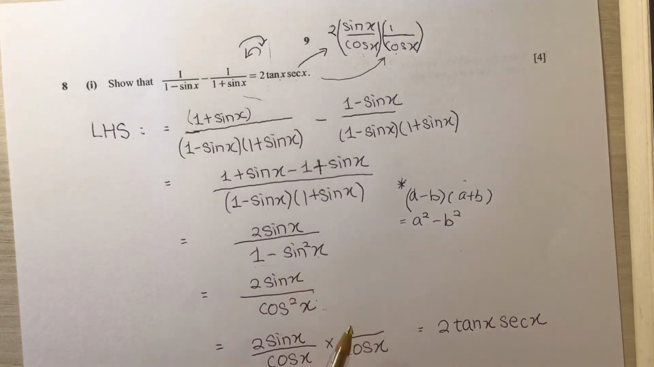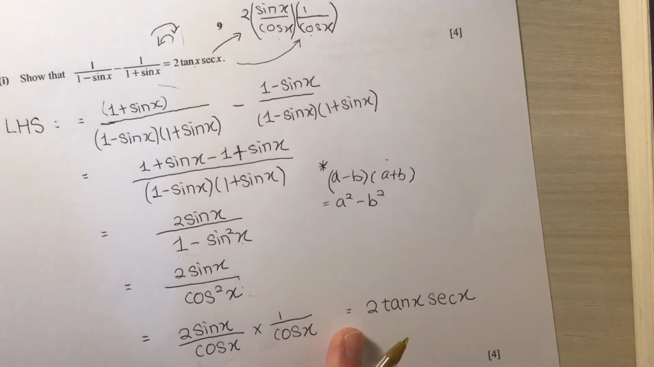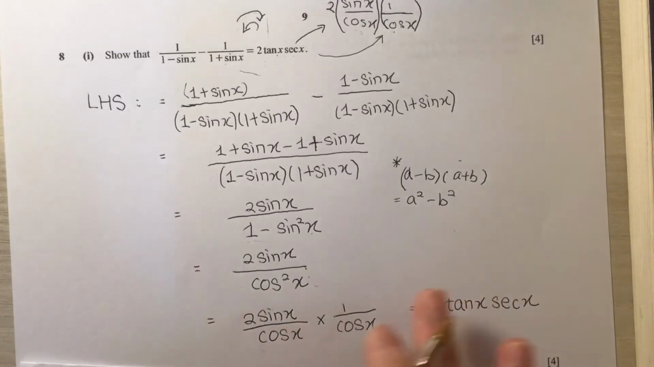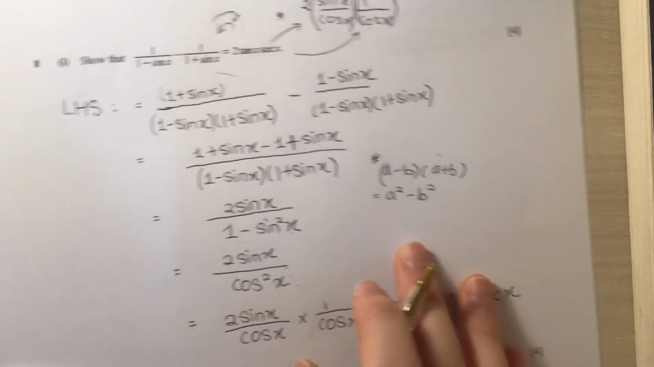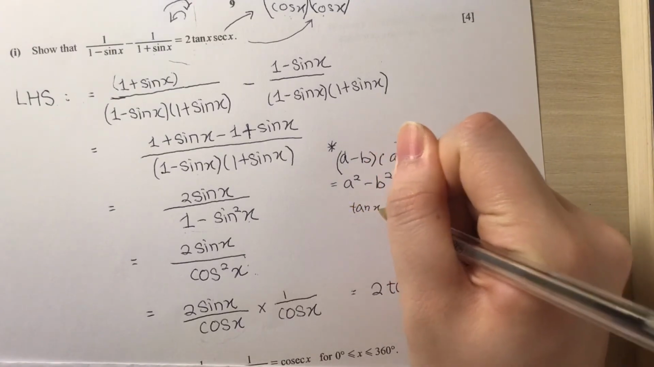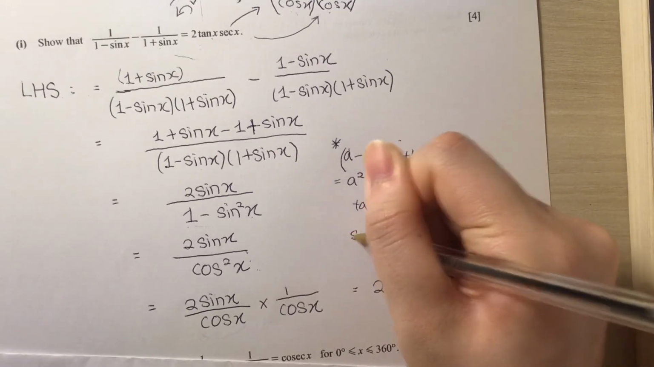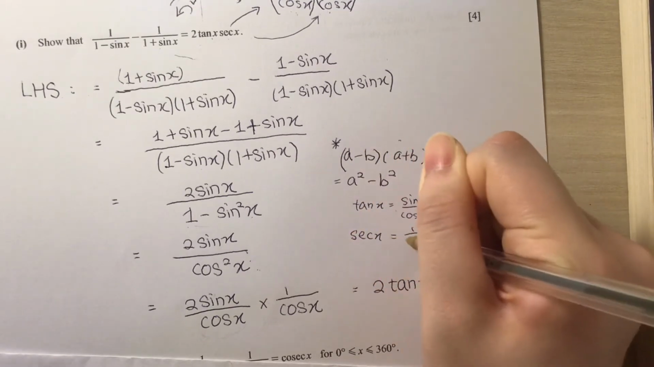To do that, all you have to do is first split them into a tangent, where sine x over cos x is basically equal to tangent, multiplied by secant x, where secant x is equal to 1 over cos x. If you like, you can also write down the basic rules at the side here, in the empty spaces over here. You can just write down that tangent x equals sine x over cos x, and secant x equals 1 over cos x.